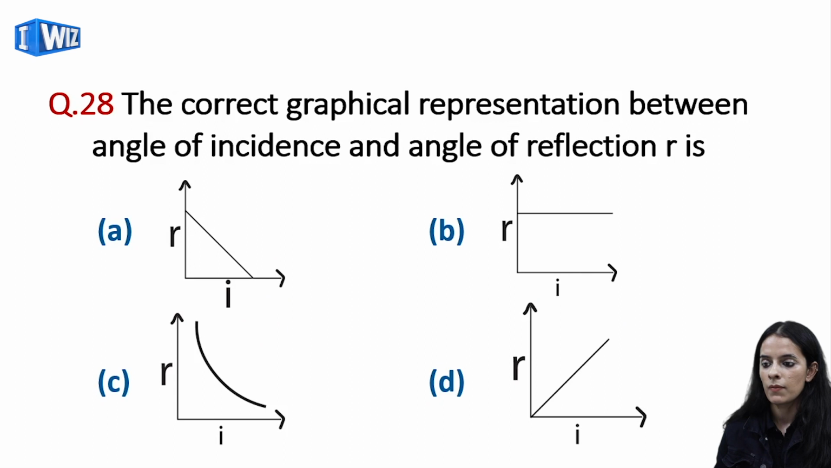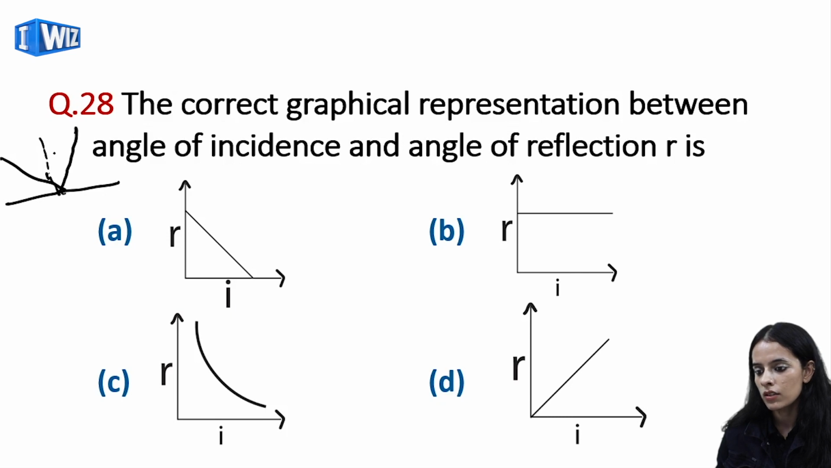So this is the right option. Now come to the next one. The correct graphical representation between angle of incidence and angle of reflection is... we know from the first law and second law that when a ray of light strikes the mirror, it just changes its path. It bounces back. In that case, angle of incidence is always equal to angle of reflection, according to the second law of reflection, right?